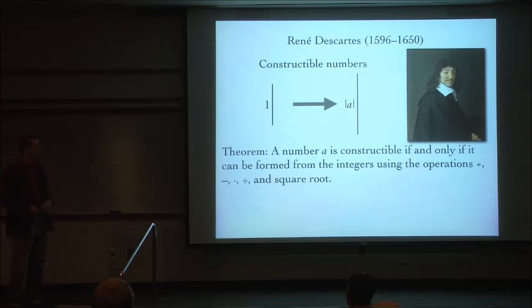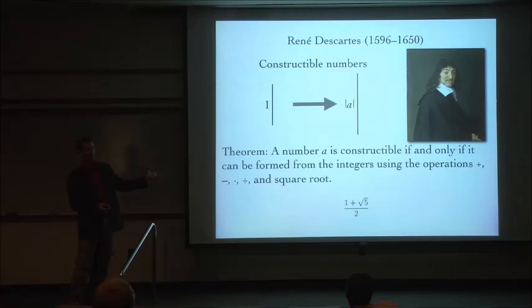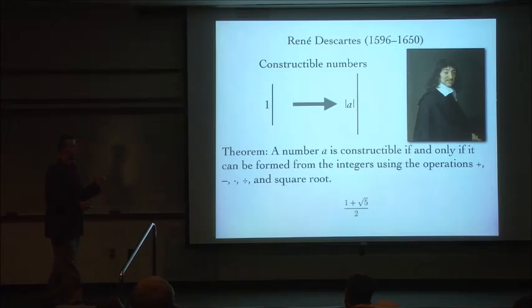So let's just make sure we understand this. Does anyone know this number? Yeah, the famous number, golden ratio. So is the golden ratio constructible using a compass and straight edge? Yes, because you may even know how to do it. But also yes, because from Descartes' theorem, it's constructible because it's only written using addition, square roots, and division, right? So therefore, this must be constructible, okay?